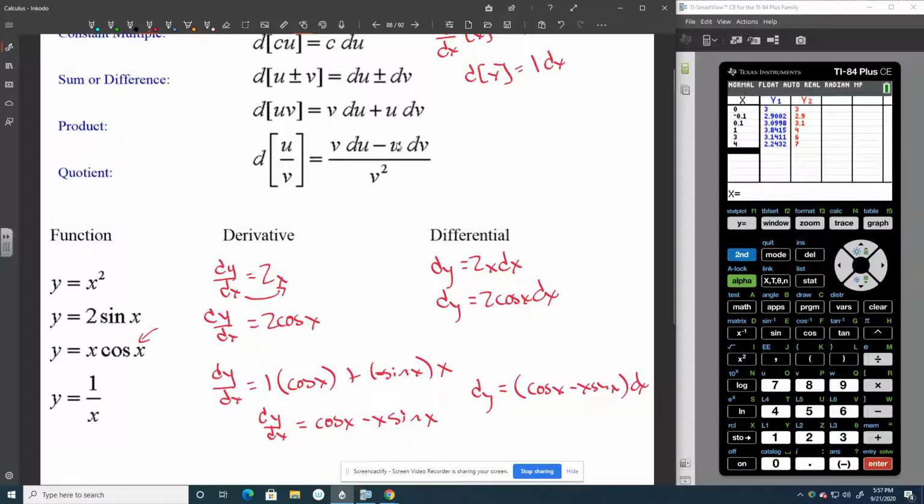Now, what this dy and this dx mean when they're by themselves: this dx right here means an infinitely small change in x. Remember, dx means if I change x just a little bit, and I multiply that by 2x, I'm going to get an infinitely small change in y. So that's what the dy and the dx mean when they're by themselves and not written like dy dx.